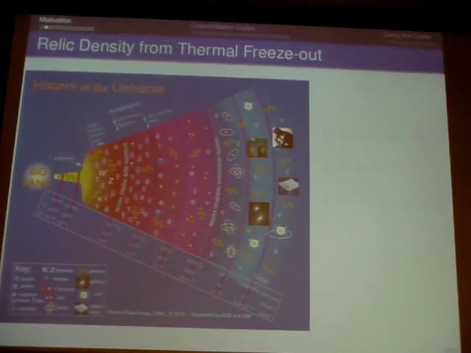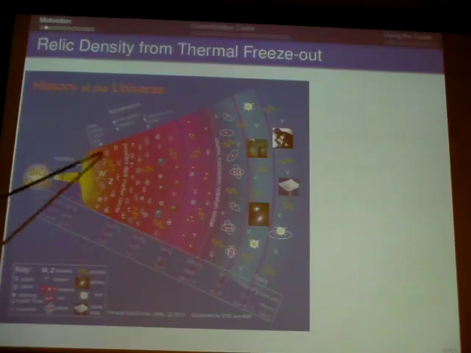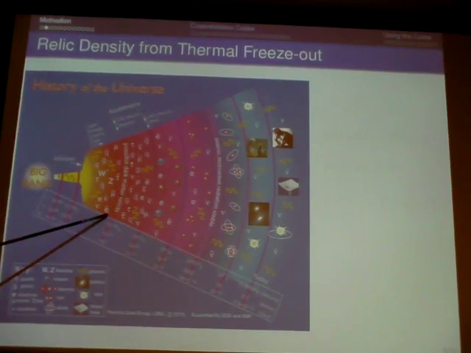So in the history of the universe, we have the Big Bang followed by a period of inflation. Then we have this period here where you've got the standard model particles before electroweak symmetry breaking, all in equilibrium with each other. You can see here that the PDG has put a little tentative possible dark matter relics here. And this line is assuming the usual WIMP freeze-out mechanism.